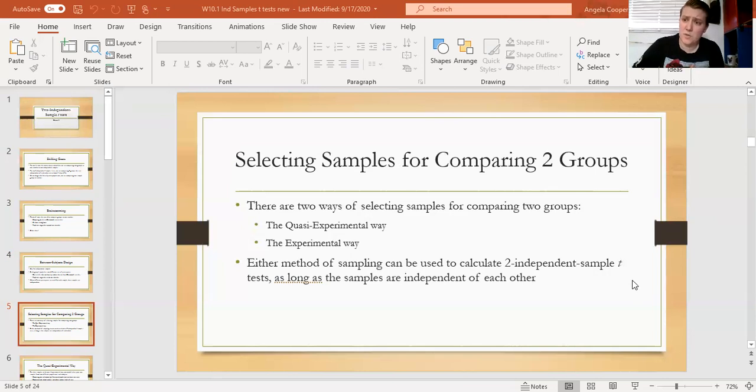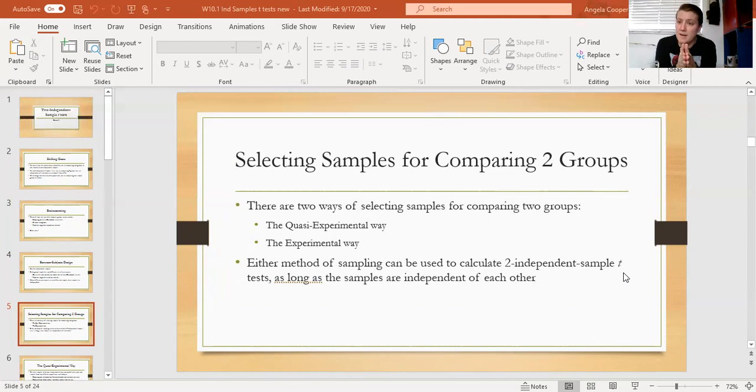Now, just to be clear, either method of sampling can work to calculate an independent samples t-test. You don't have to use an independent samples t-test with experiments only. It can also be used with quasi-experiments. The tests that we use are not specific to the research method itself, like an independent samples t-test can only be used with experimental methods of psychology. It can also be quasi-experimental.